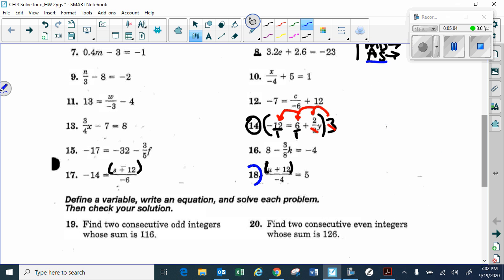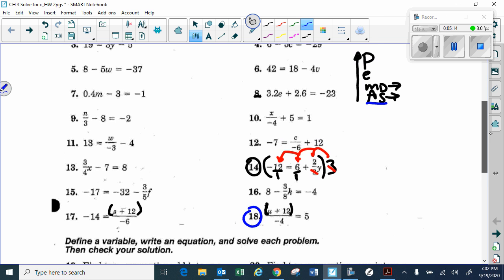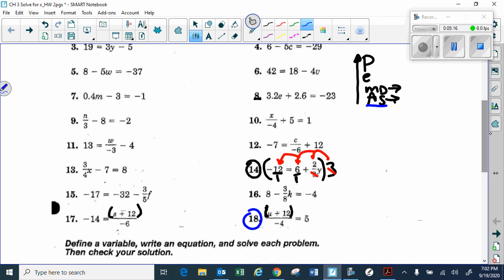Okay, so now 18. One more from the top group here. So all we have is we have a parentheses and we have division. Remember, reverse PEMDAS, we would get rid of division first. The opposite of division is multiplication. Okay, and then we have a parentheses to deal with afterwards. Okay, so we're going to multiply both sides by -4. That cancels out there, and whatever I do to one side, do the other side. So now I'm left with u plus 12 equals -20.